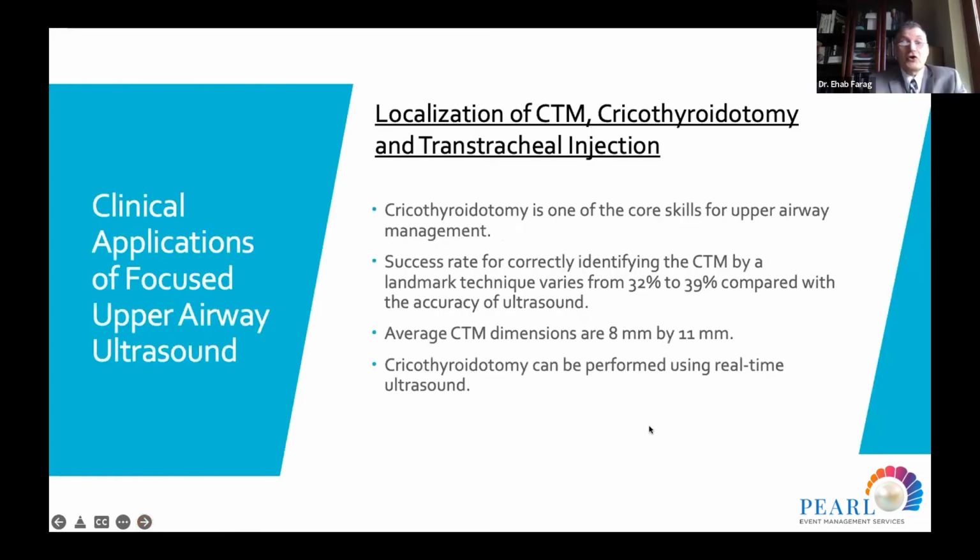So also the most important localization of the CTM to perform for the performance of the cricothyroidotomy and the transtracheal injection. Cricothyroidotomy is one of the core skills for upper airway management. Success rate for correctly identifying the CTM by landmark technique varies from 32 to 39 percent, compared with the accuracy of ultrasound. CTM usually has dimensions of 8 millimeter by 11 millimeter, and the cricothyroidotomy can be performed using real-time ultrasound.